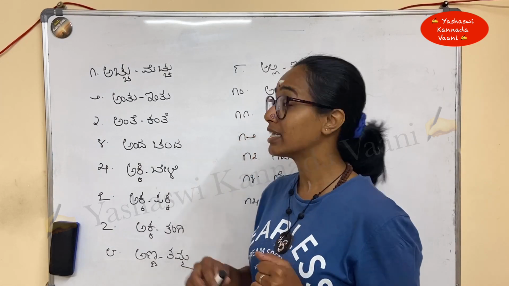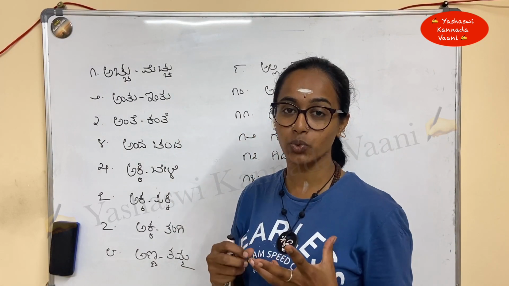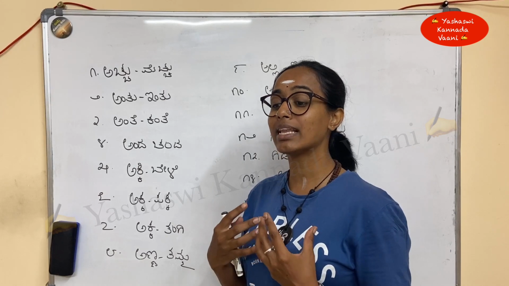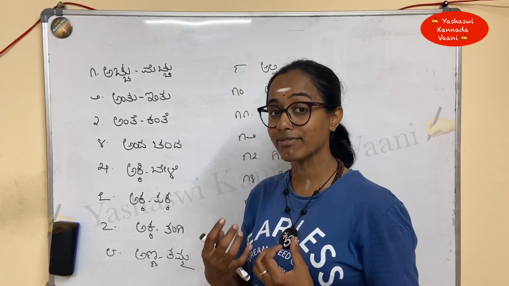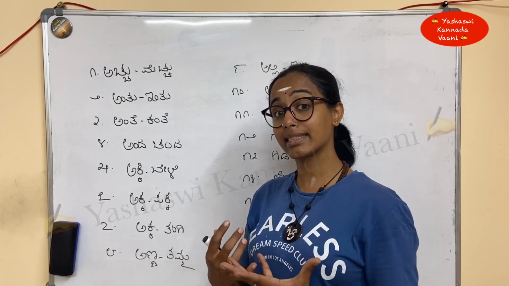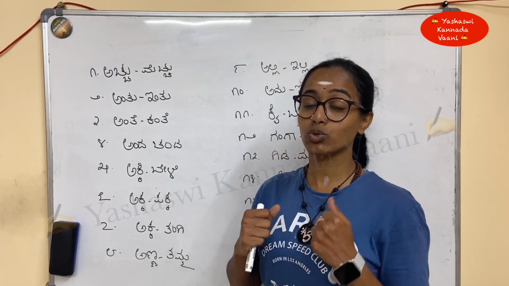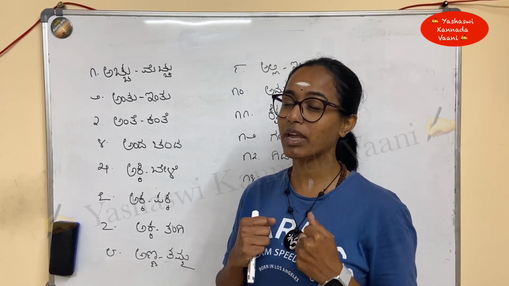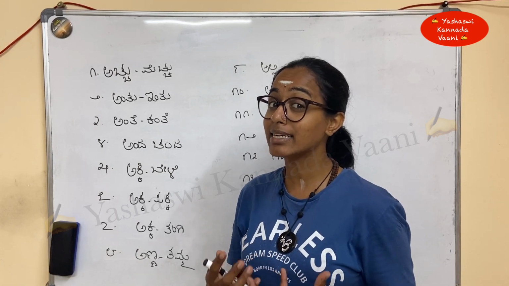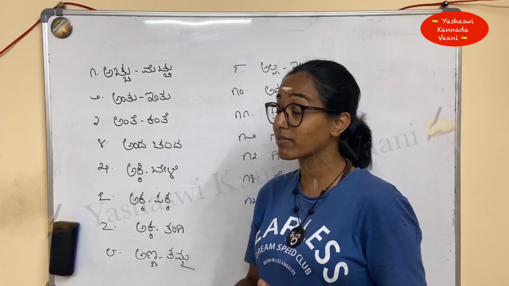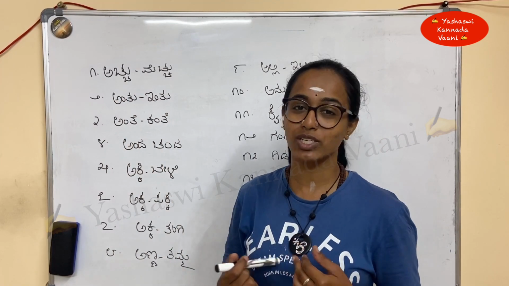So we'll start. The first word is achchumetchu. Achchumetchu andre it is used to signify that I like this very much. For example, cricket nanage achchumetchu. Cricket is my most favorite one. So to indicate that it is your most favorite, you can use achchumetchu.